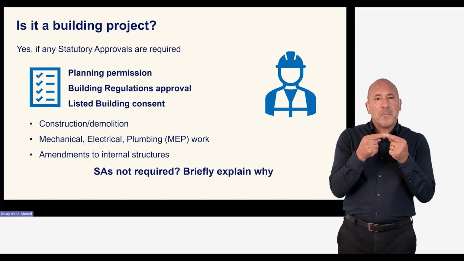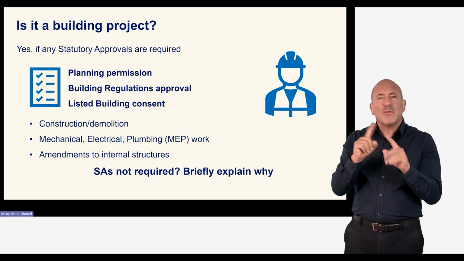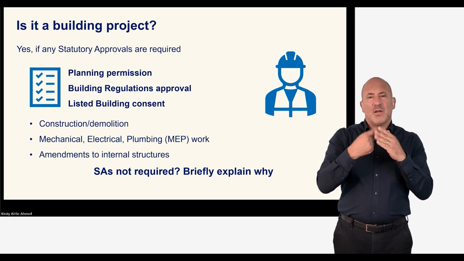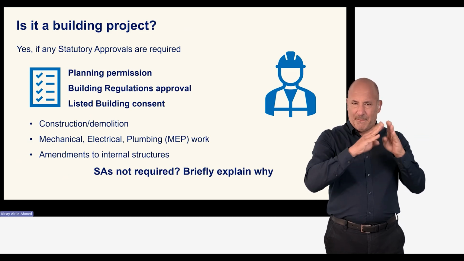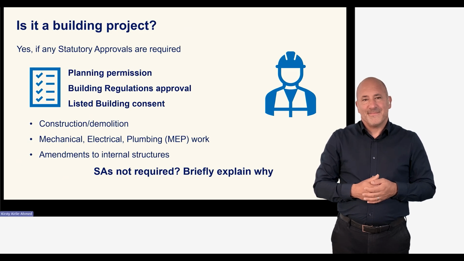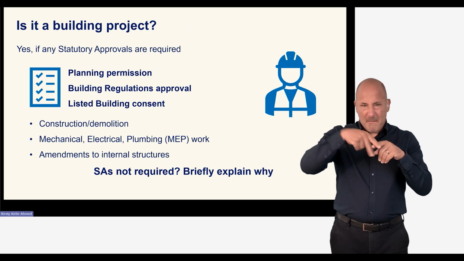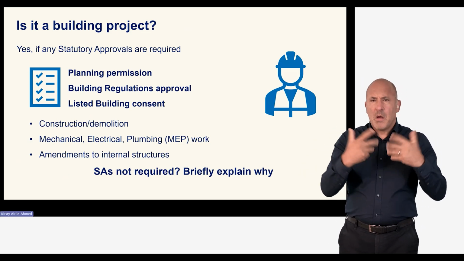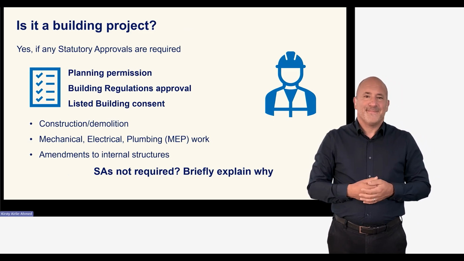There are a few different types of statutory approval, but the ones that most regularly apply to LIF are planning permission, outline or full, building regulations approval, listed building consent for amendments to listed buildings. If there is any element of construction or demolition, mechanical, electrical, plumbing (MEP) work, or amendments to internal structures, then statutory approvals are most likely required.